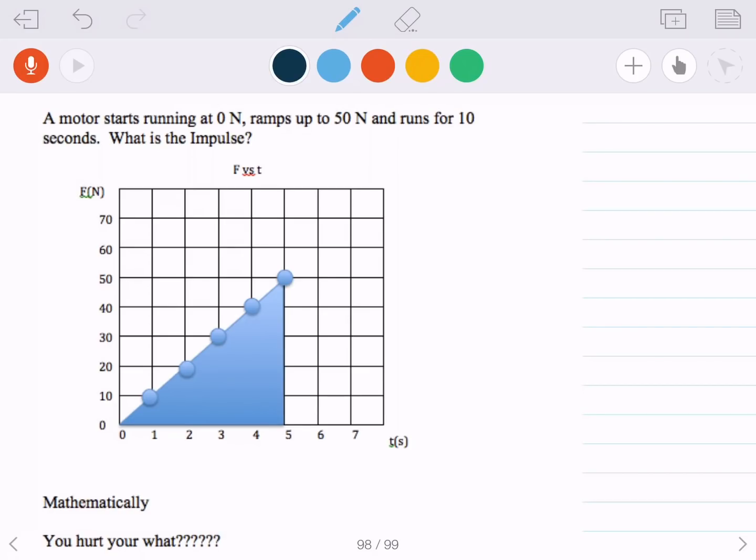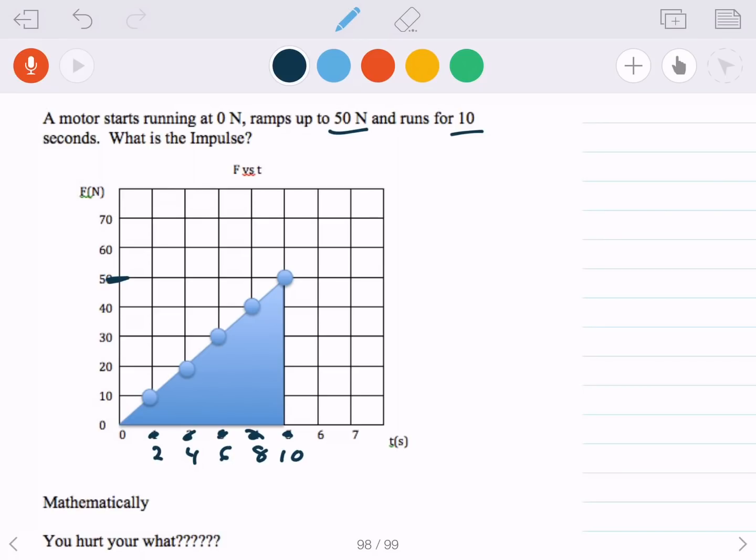We have a motor that starts at 0 newtons, so it's not running. We turn it on and we're running the time, and it ramps up to 50 newtons, and it runs for 10 seconds. So this should actually be, let me correct this, 2, 4, 6, 8, and 10. It runs for 10 seconds. Let's fix that on your graph, on the handout. Then it achieves a maximum force of 50 newtons.